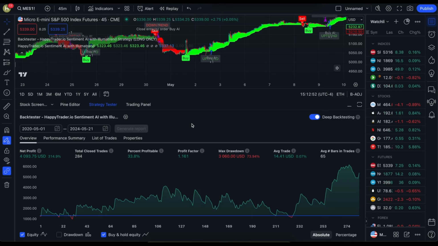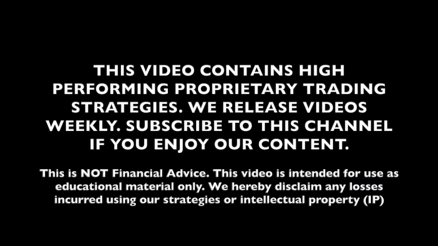314.9% return from 2020 to 2024 on the S&P 500 micro ES futures.